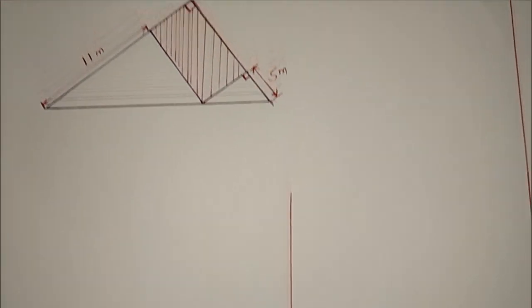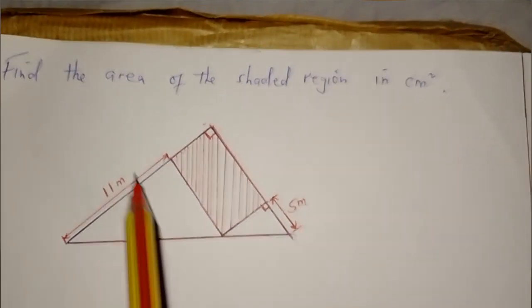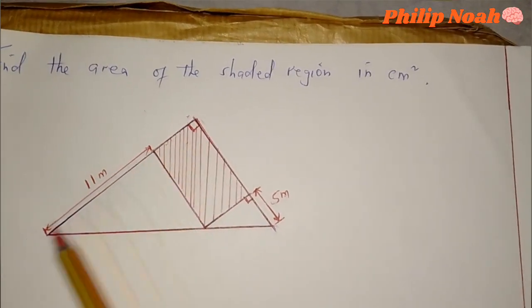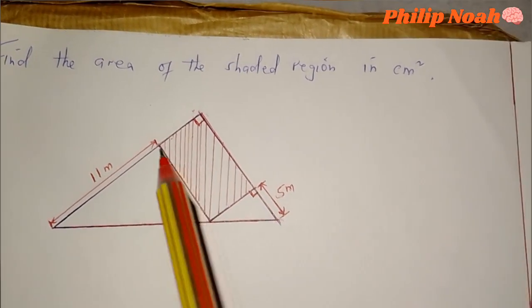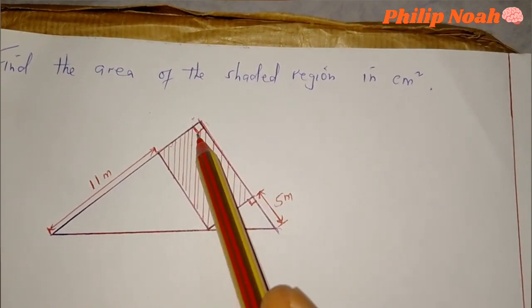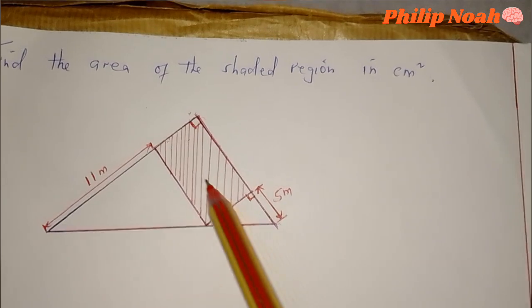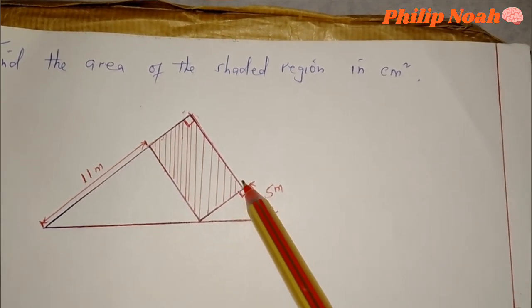This is Filipino explaining. We have been asked to find the area of the shaded region in centimeter square. This is the figure. It is a triangle. As you can see, this angle here is 90 degrees, meaning that this triangle is a right angle triangle. The shaded region is a rectangle.